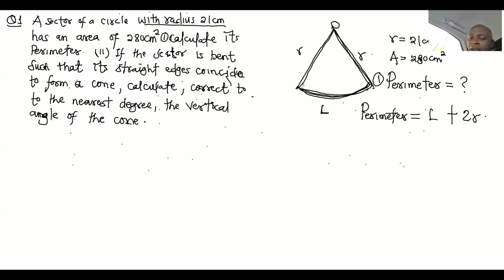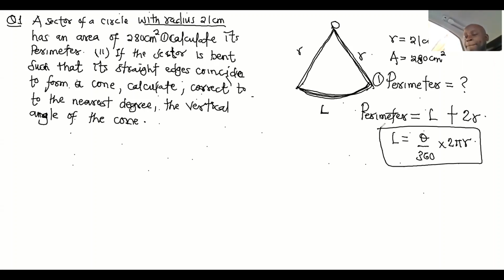So how do we get the length of an arc? What's the formula for the length of an arc, L? Theta over 360 times 2 pi r. I can use this to get the length of the arc, and use it to get the perimeter of the sector. If I know this length, I can get this answer as well. So how do we get this length? We need theta over 360 times 2 pi r. We know r, we know pi, we don't know theta. Theta is not given in this question.